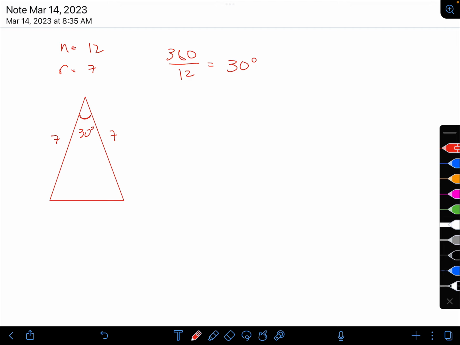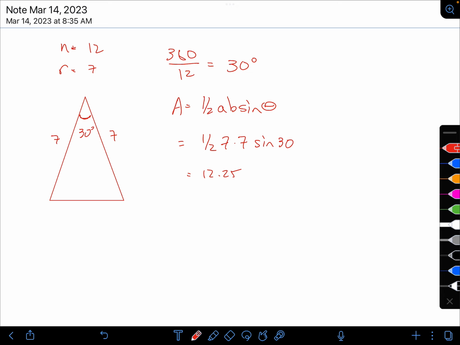Conveniently enough, in this example, I can easily find the area of that triangle using 1/2 AB sine theta, because I know two sides and the angle in between. So that area is 7 times 7 times the sine of 30. I pick up my handy-dandy calculator, and I do 1/2 times 49 times the sine of 30, and it turns out to be 12.25.